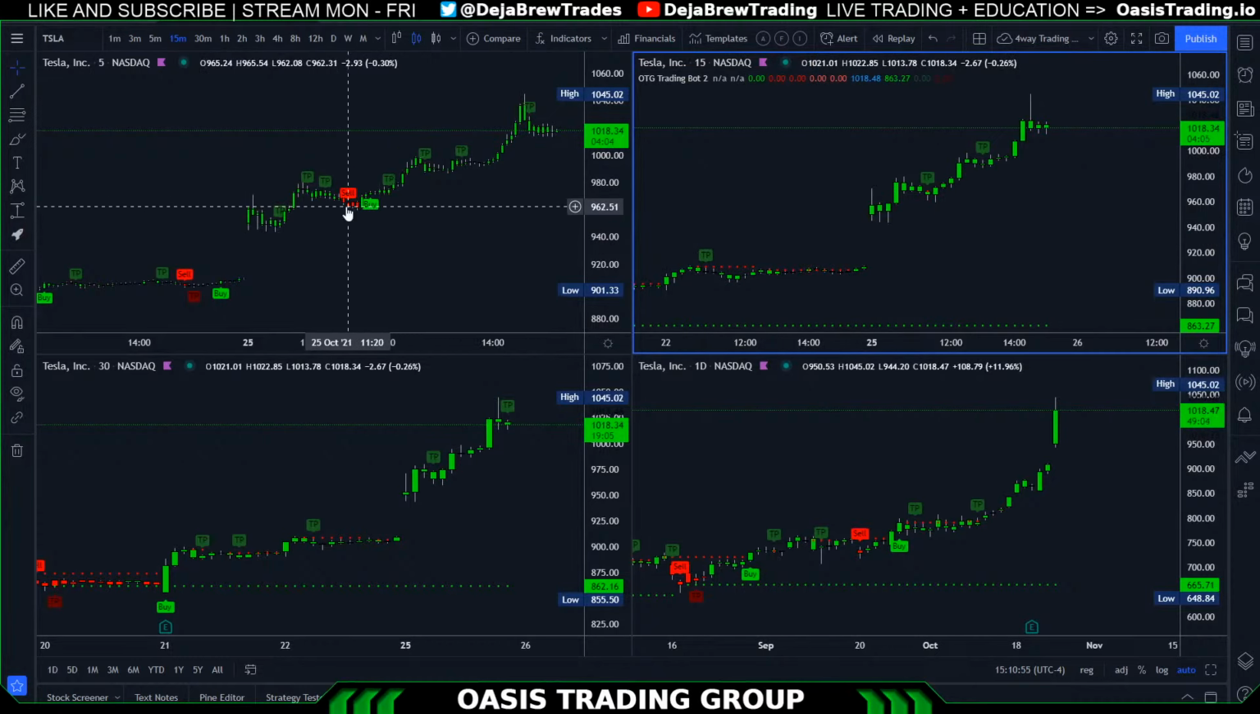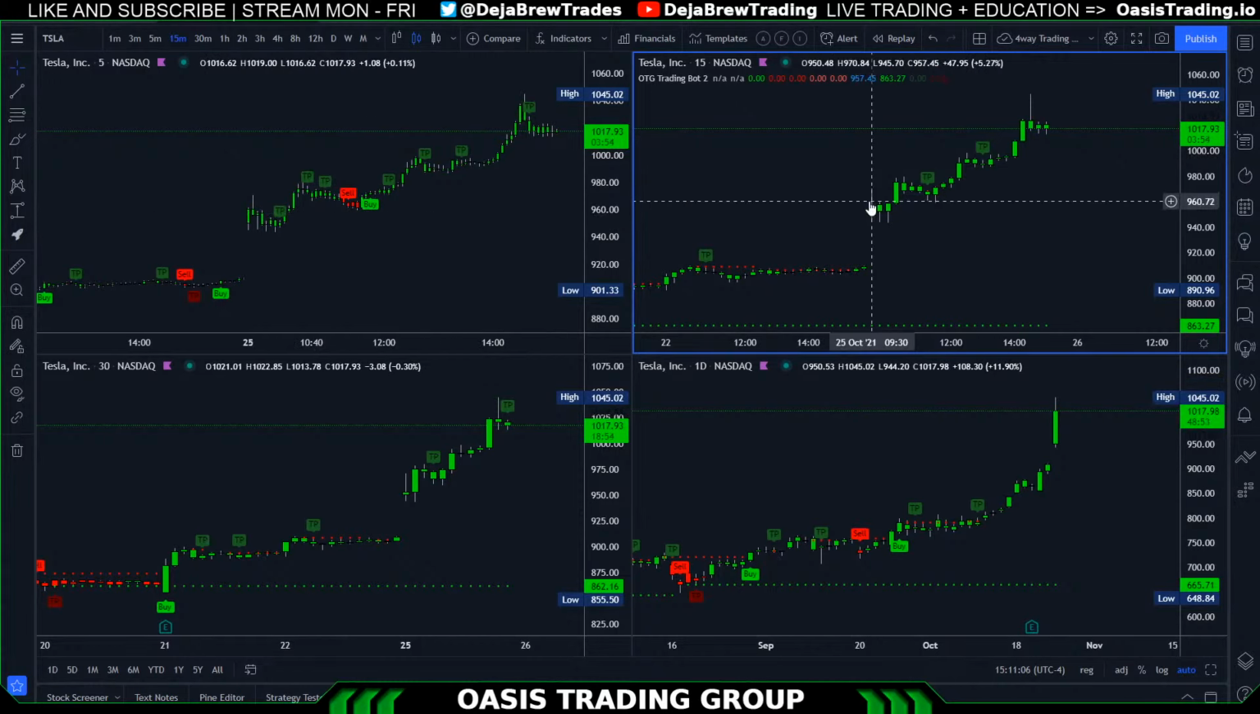So if you were long Tesla and you started to see the 5-minute sell, unless you were scalping this on a very small time frame, the 5-minute sell would not have worried you very much, because it instantly got flipped back into a buy because the 15-minute held.